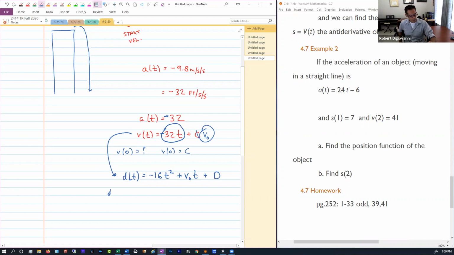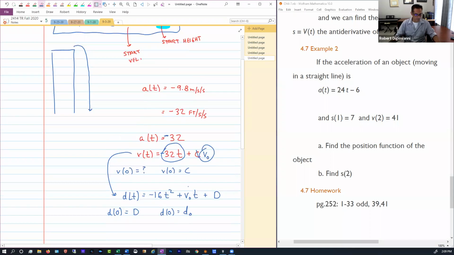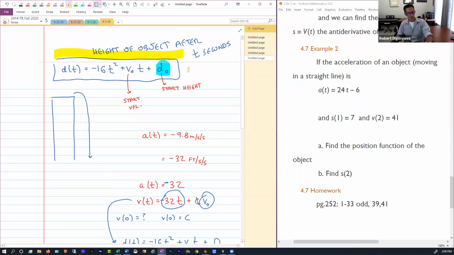But what can you tell me about the position of the object at 0? It's d. So let's not call it d. You're saying that at 0 the position is d. Let's call it d naught. Right? And what do you get? That's this.